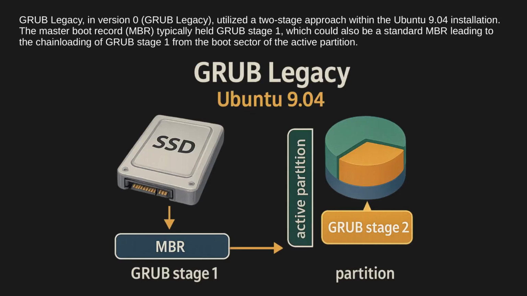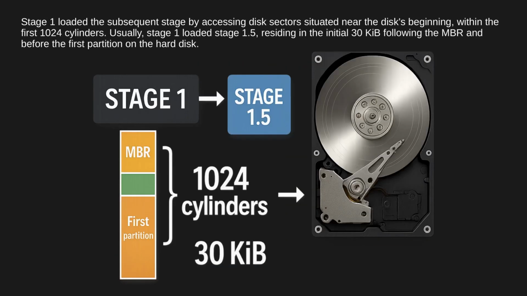GRUB Legacy, version 0, utilized a two-stage approach within the Ubuntu 9.04 installation. The master boot record, MBR, typically held GRUB Stage 1, which could also be a standard MBR, leading to the chain loading of GRUB Stage 1 from the boot sector of the active partition. Stage 1 loaded the subsequent stage by accessing disk sectors situated near the disk's beginning, within the first 1024 cylinders. Usually, Stage 1 loaded Stage 1.5, residing in the initial 30 kilobytes following the MBR and before the first partition on the hard disk.